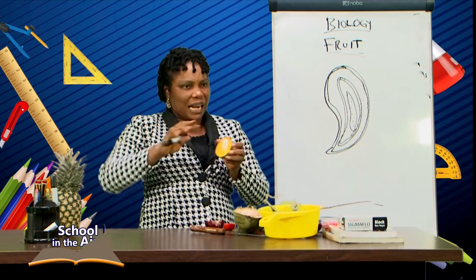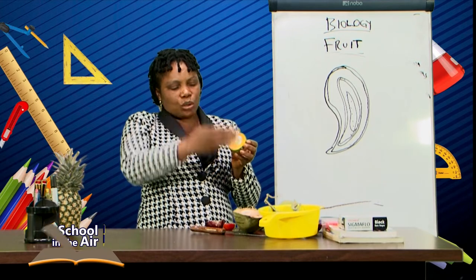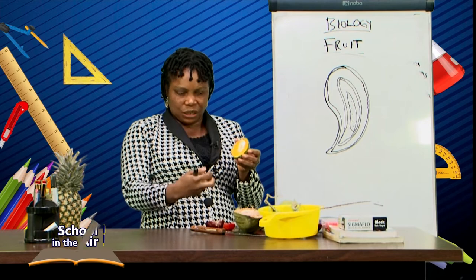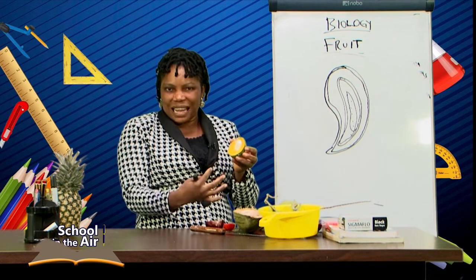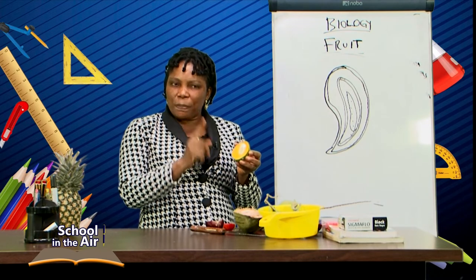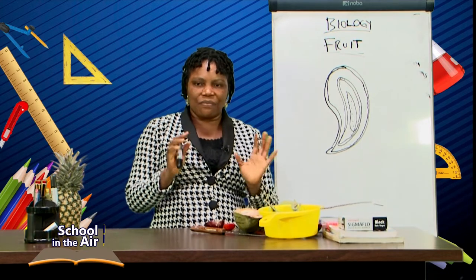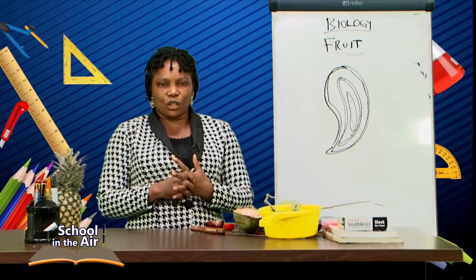If it's a single line, that means you didn't cut the fruit. So to show the examiner that you cut the fruit across or from head to tail, you must show each layer of the three layers of the pericarp with a double line. Please don't forget that it's a very important examination tip.